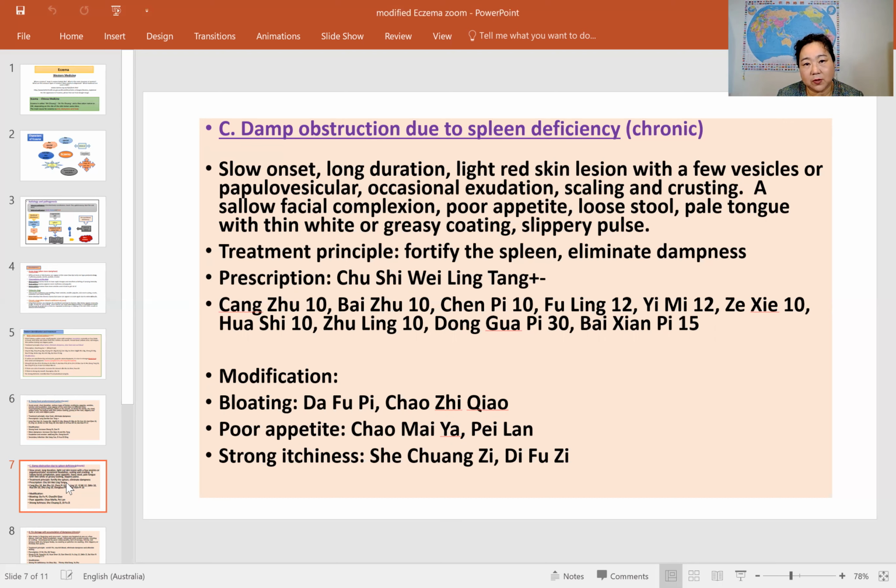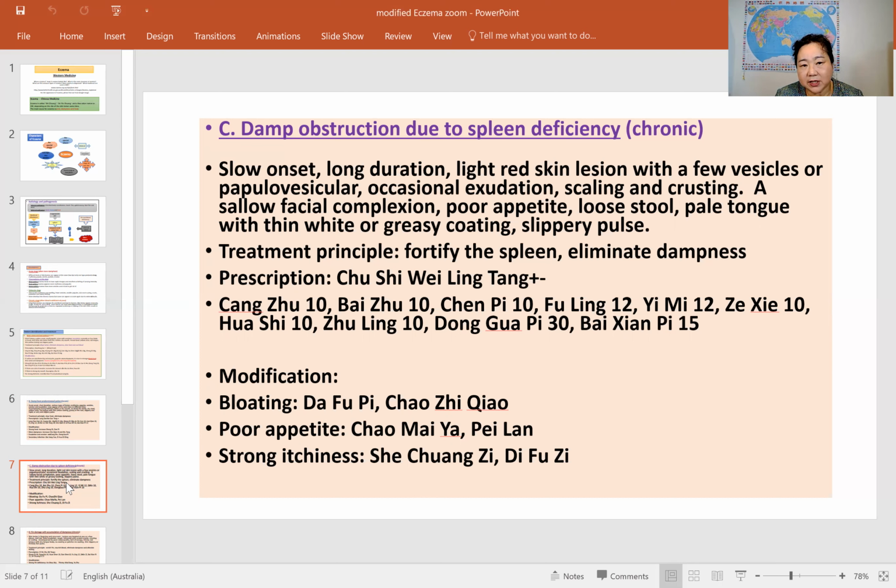Our treatment principle is fortify the spleen, eliminate dampness. The formula we use is 除湿胃灵汤. 除湿 means eliminate dampness. 胃灵 is something related to the ingredients. Tang means decoction. Wei ling, wei actually means stomach. Ling means relate to fu ling in the formula.